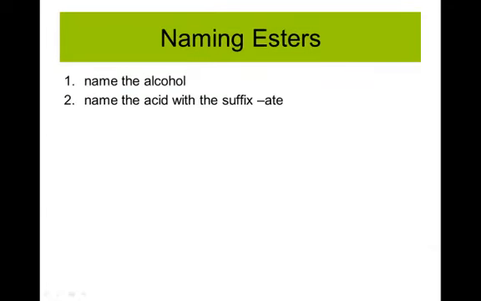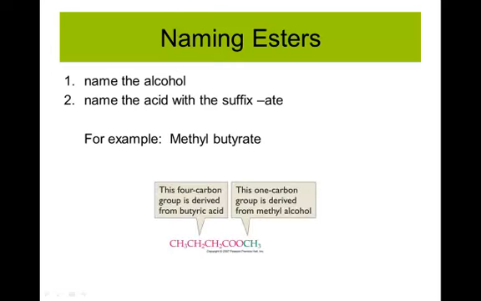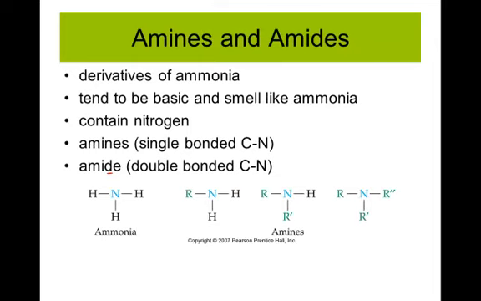So, name the alcohol. And then we name the acid and we put the suffix -ate at the end. For example, methyl butyrate was the one that we looked at. So this was from the methanol, this one was from the butyric acid. And that would conclude the end of this chapter.